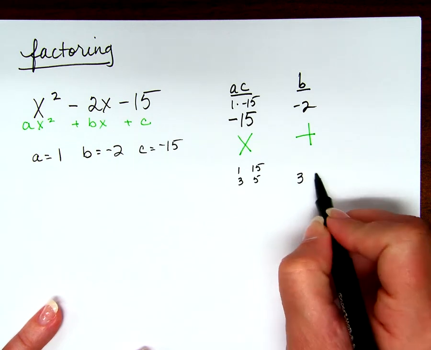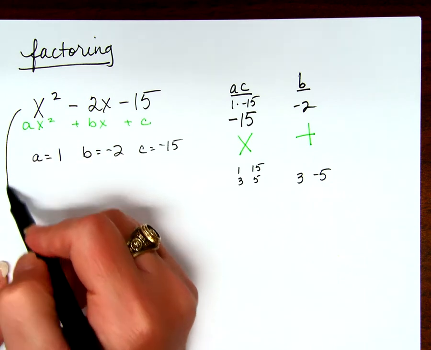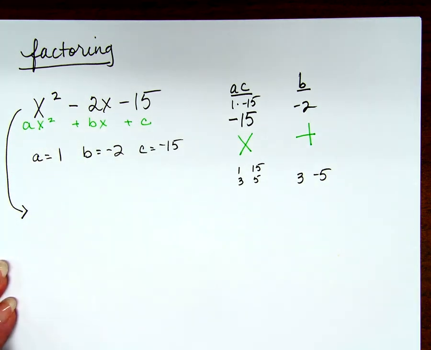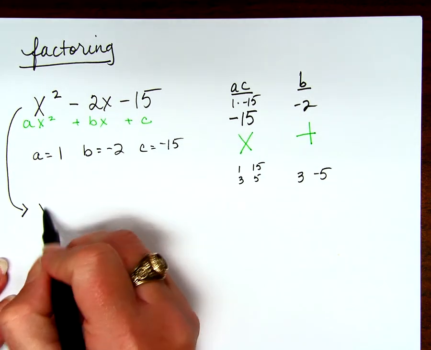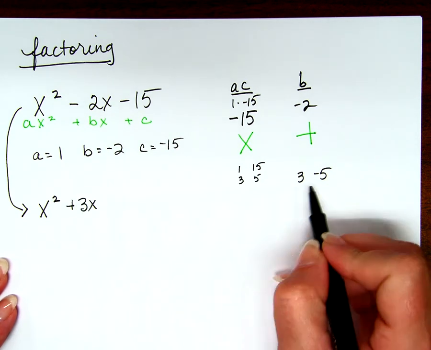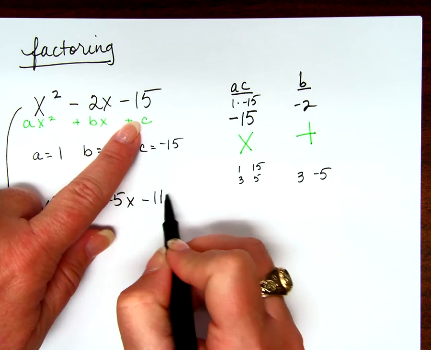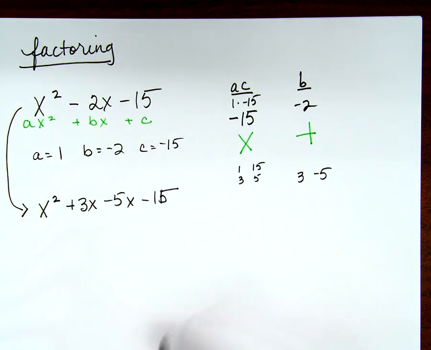3 and -5. Everybody okay with that? So I'm going to go back to the original problem, and I'm actually going to rewrite it: x squared plus 3x minus 5x minus 15. Whoa. Minus 15. Does everybody see what I did?